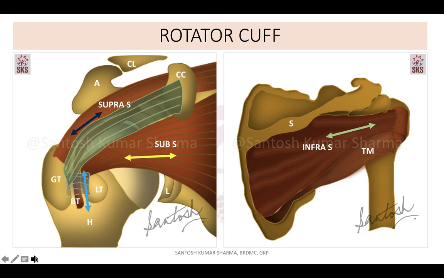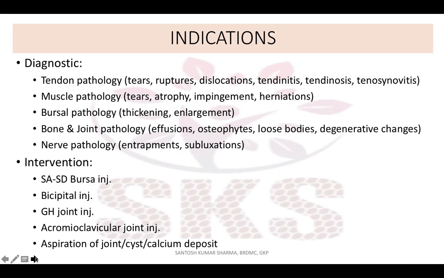Then we have the teres minor, again same orientation, and we have another tendon which is not a part of the rotator cuff, but is sometimes called the fifth rotator cuff, and that is the bicipital tendon, long head, which runs initially in longitudinal axis and then takes a sharp turn and becomes intra-articular. So these muscles and tendons will be discussed under ultrasonography. Then we have an important ligament which is called the coracohumeral ligament, which runs from the coracoid and inserts into the humeral head. Now, what are the indications for ultrasound of the shoulder joint?